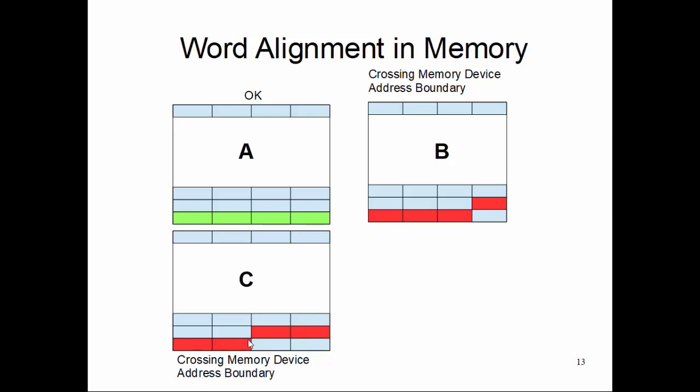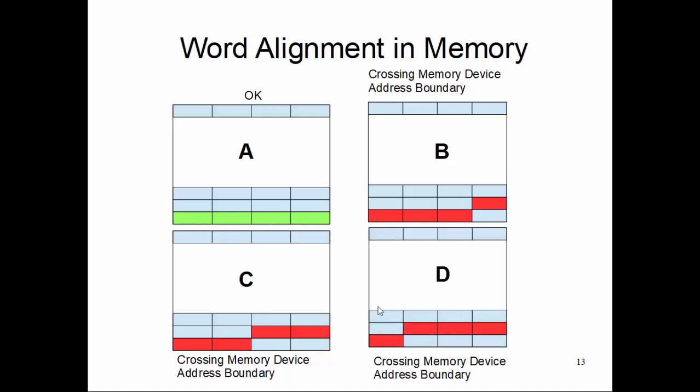Similarly for D. So we abandon B, C and D as possibilities. We said that we will access only an address which is divisible by 4, because for any address divisible by 4, we can derive the memory device address by directly shifting the 32-bit address right by 2 bits to make a 30-bit address, and we will stick to that. So that's the reason why a word can only be accessed from a memory location which is divisible by 4.